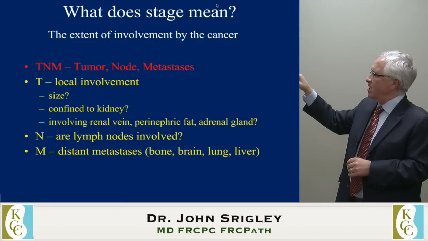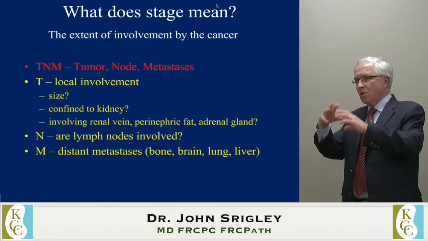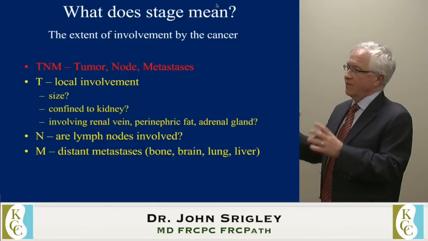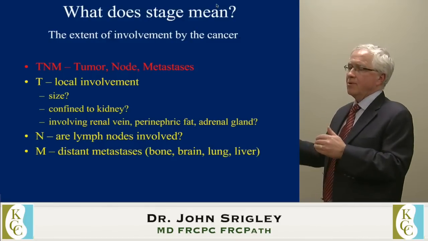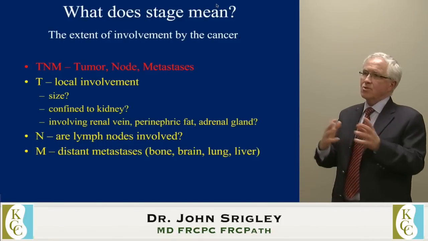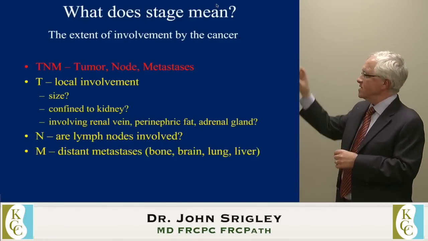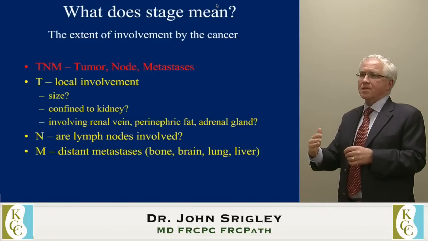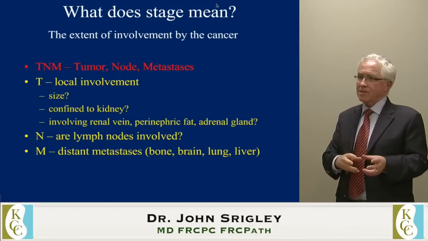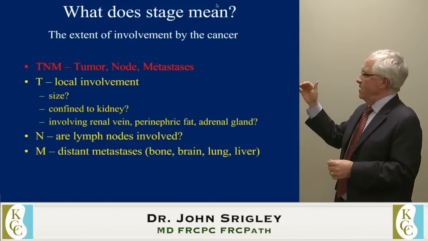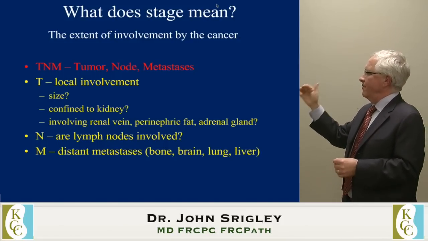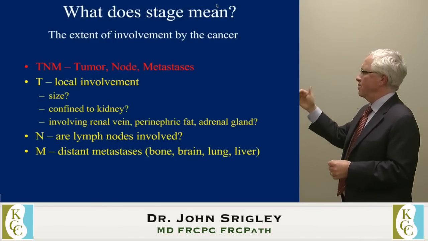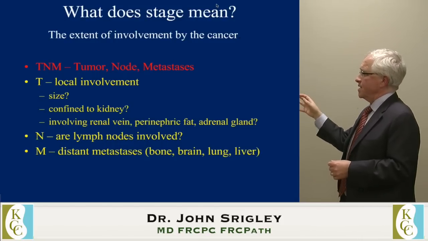The T category defines the local features of the tumor. What is the size of the tumor? Is it confined to the kidney? Is it spreading out into the surrounding fat? Is it going into the adrenal gland? Is it going into the blood vessel? So that's the T category. The N category asks whether the lymph nodes associated with that specimen are positive or negative. And the M category asks whether there is evidence of distant metastasis. Is there a metastasis in the bone, the brain, the lung, the liver, or other sites?